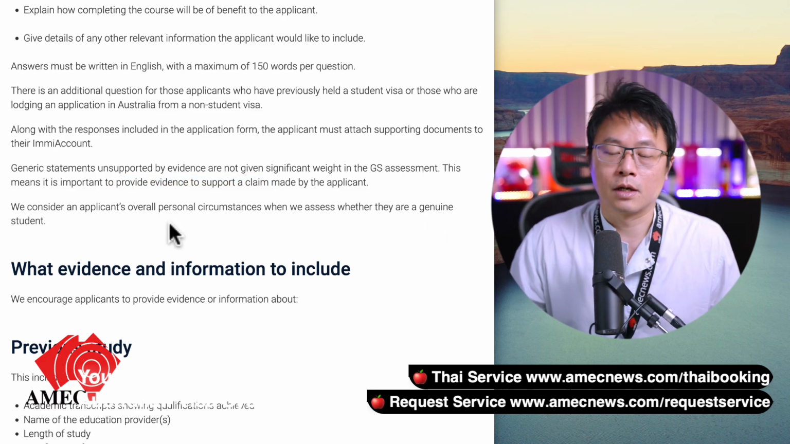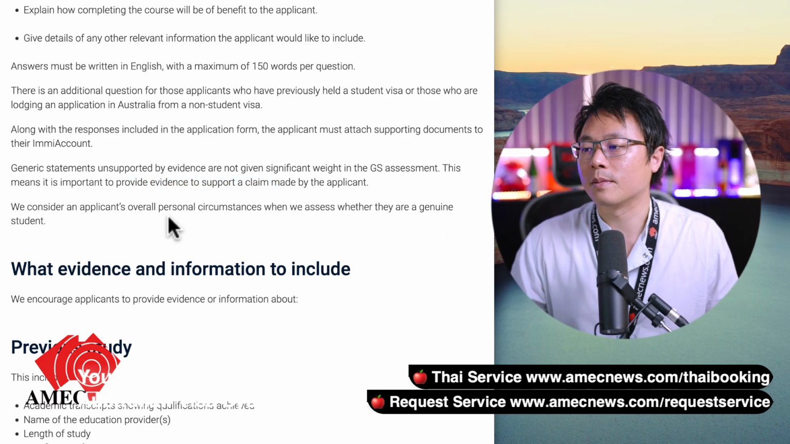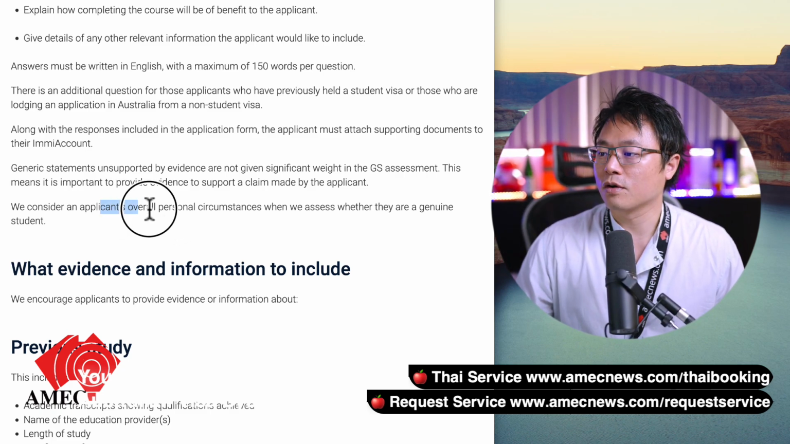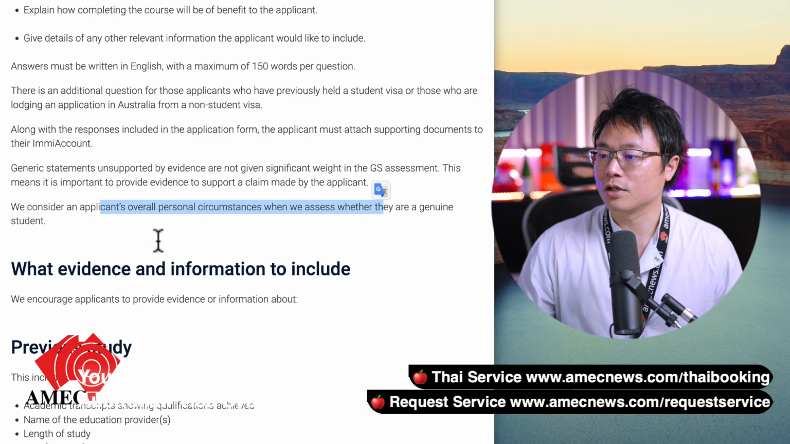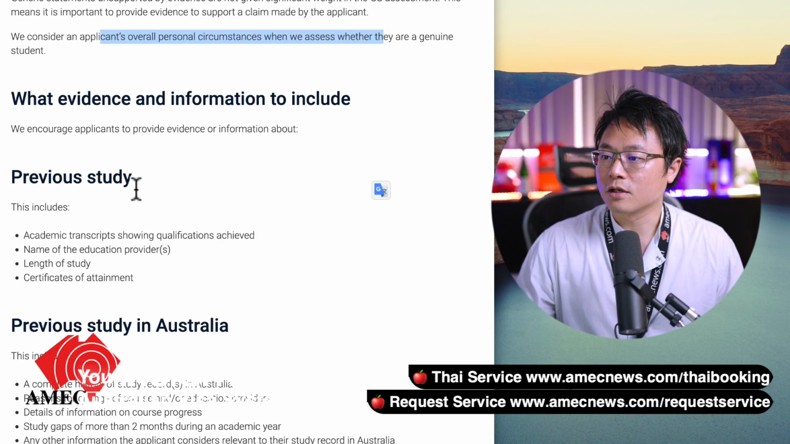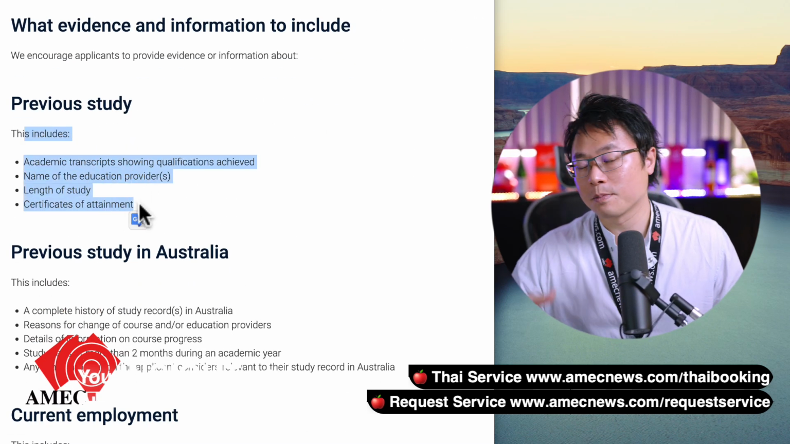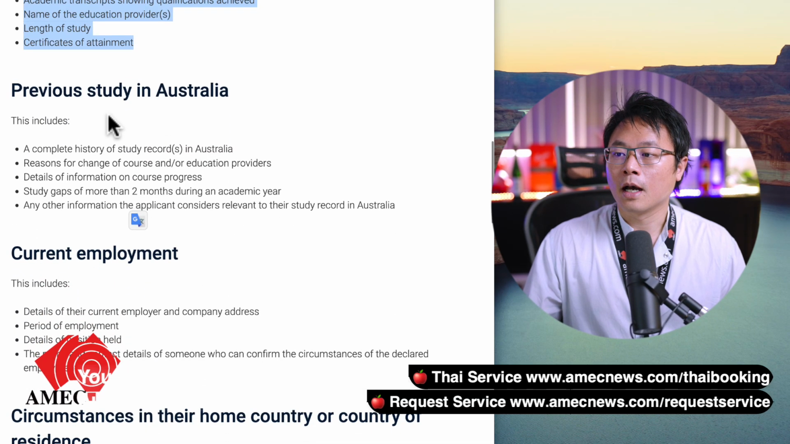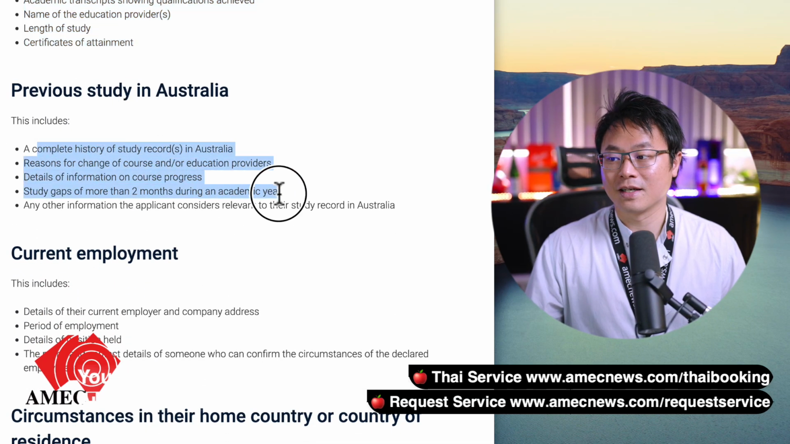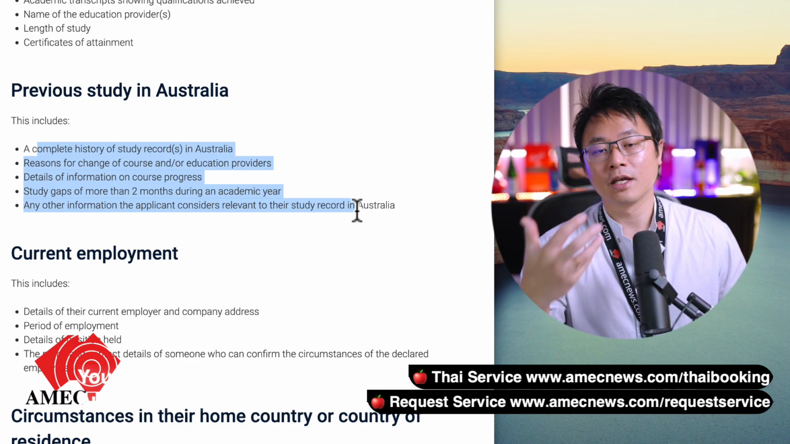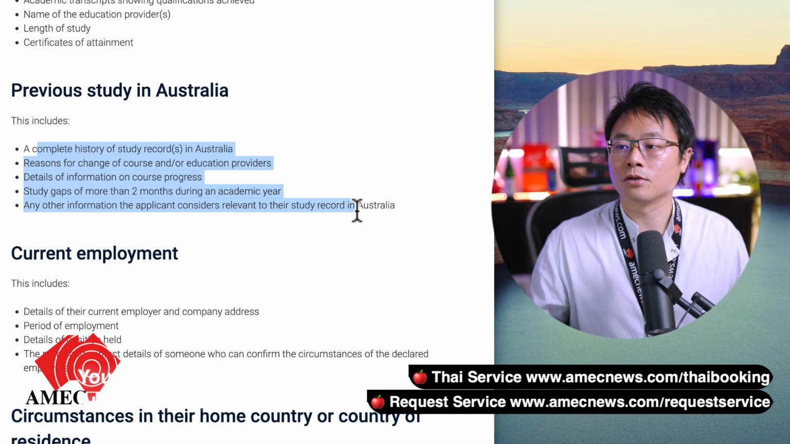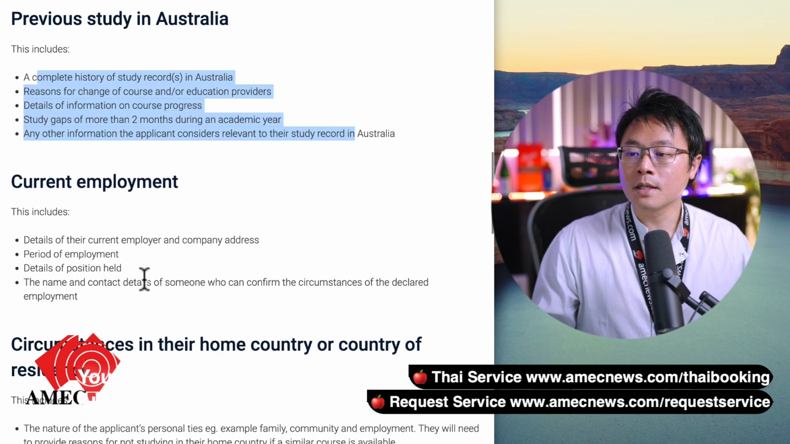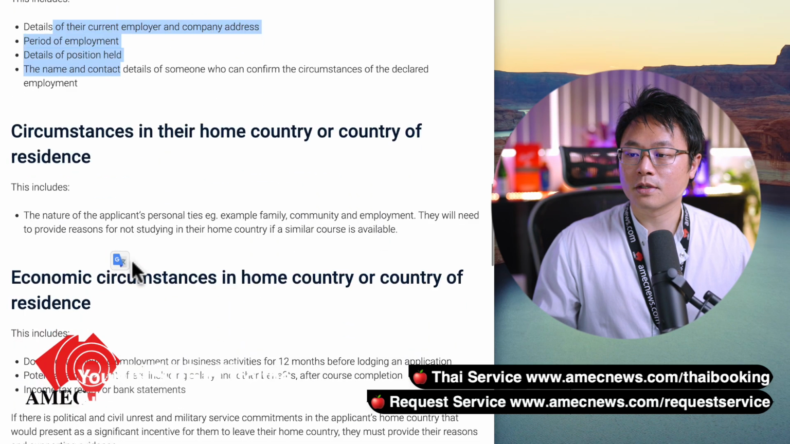So that basically, again, the GTE statement is breaking down into different sections. We consider the applicant's overall personal circumstances. We assess whether they're a genuine student. What does the evidence include? Previous studies, so your previous performance, what you have studied, your qualifications, your work, and your previous study in Australia. Have you studied in Australia before? For example, any course, English courses, diploma, bachelor, and you want to advance your career profile, your employments, your previous and current employments, circumstances in your home country.